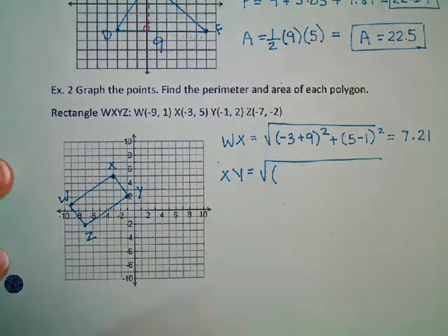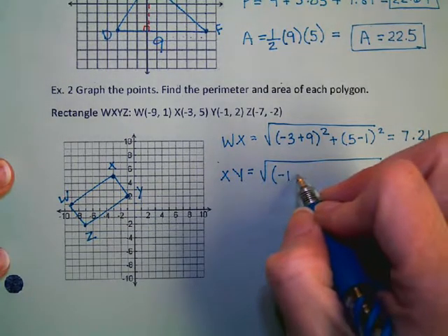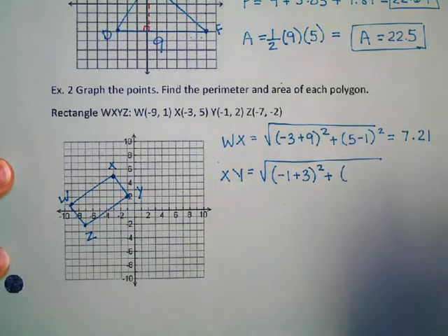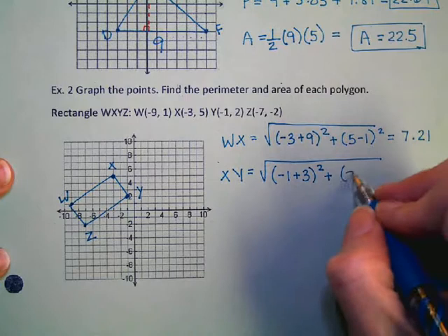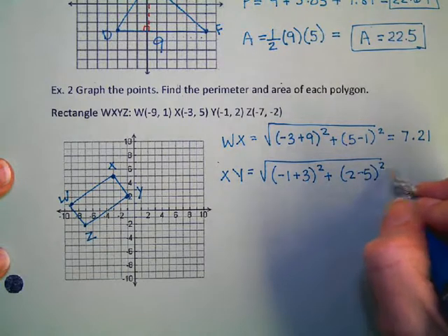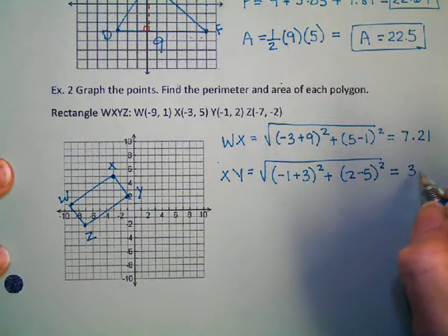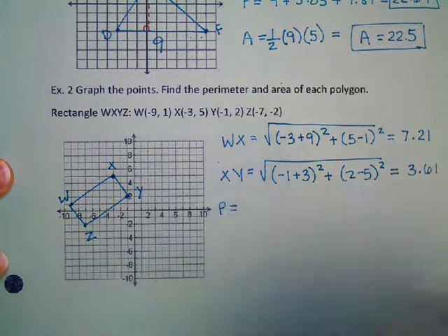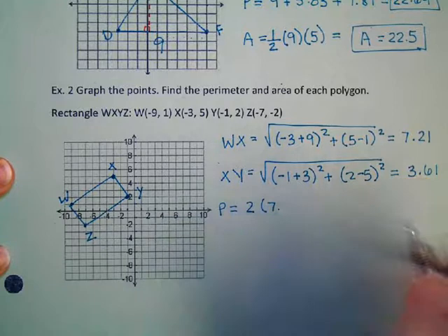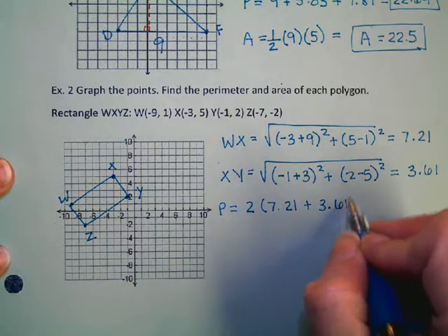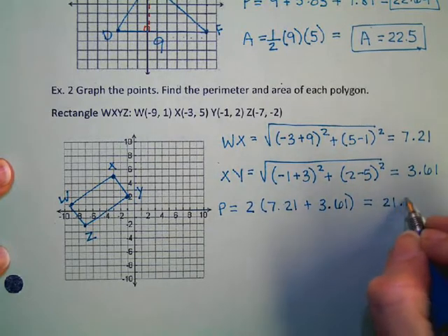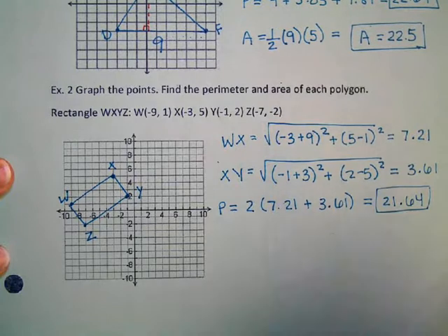XY, I can take negative 1 minus negative 3, so that becomes plus 3 squared. Then I do my y's, 2 minus 5 squared. Enter that in, and we get the square root of 13, which is 3.61. So the perimeter is just taking twice that amount. 7.21 plus 3.61, and I'm doubling it because we technically have 4 sides. So I got 21.64 for my perimeter.